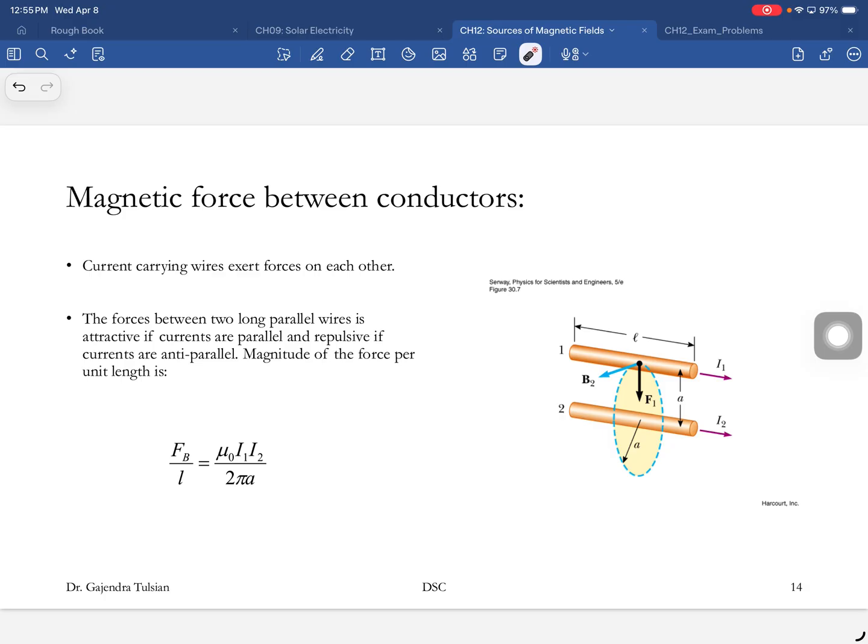Okay, what produces magnetic fields? Moving charges. How do you detect magnetic fields? With moving charges. All right, so let's do the following.